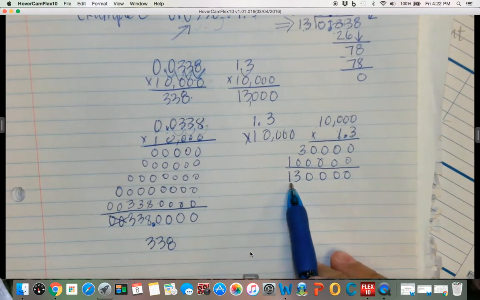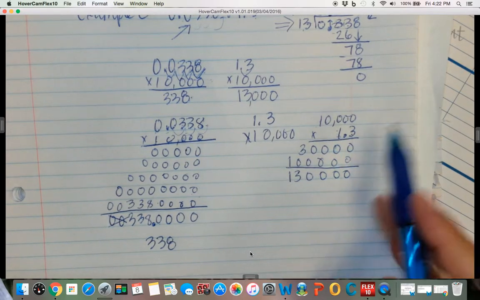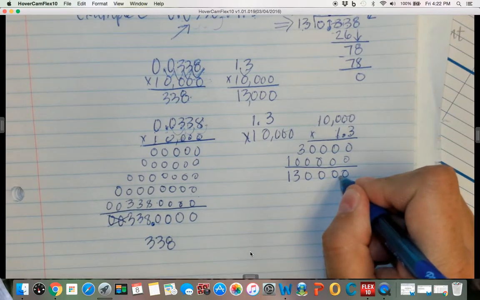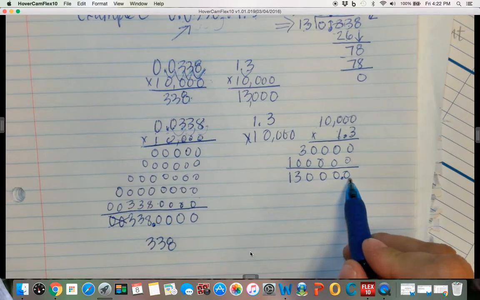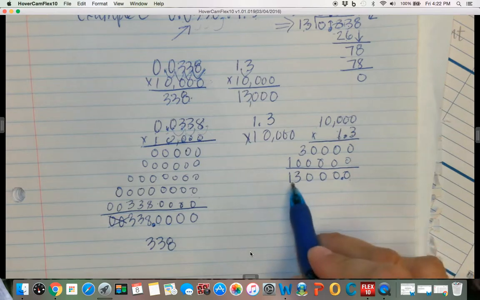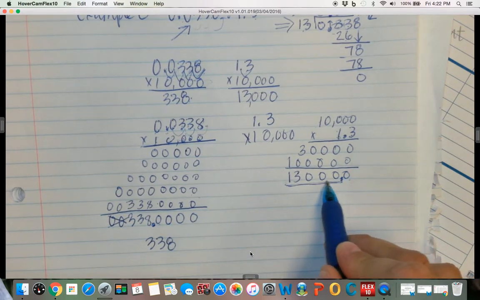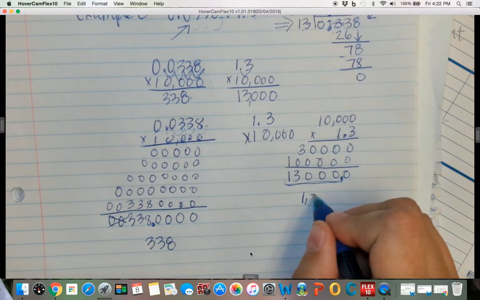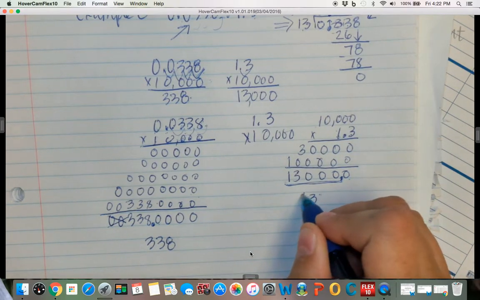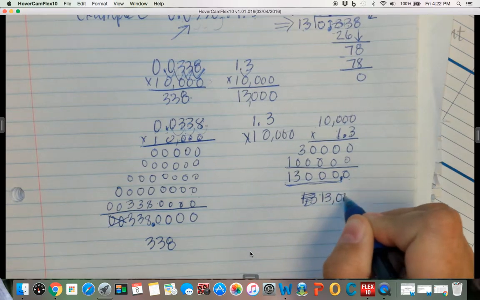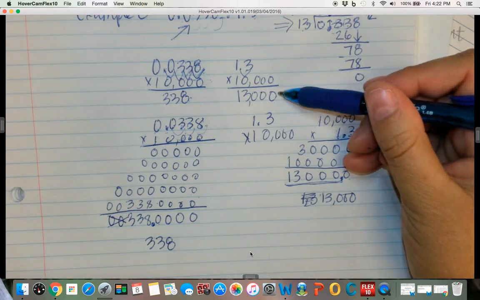Here I go. Here's my big long number, and I multiplied it by a 10th, so I'm going to have a tenth in my answer. This 0 after the decimal doesn't matter because we have a whole number here and nothing after the decimal. So my answer is 13,000, which I set up here.